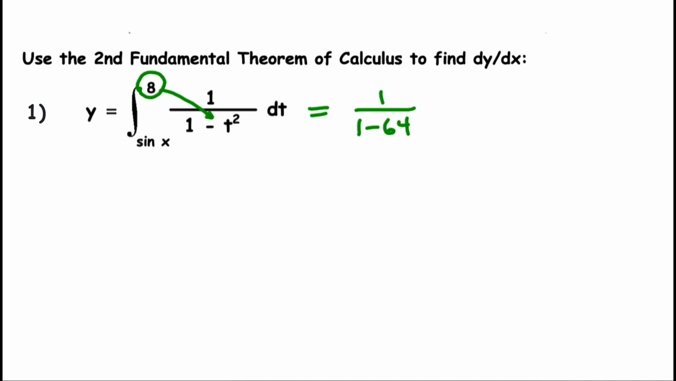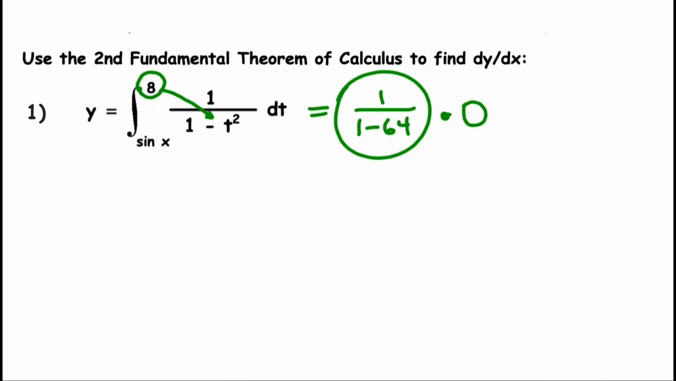Okay, step 2, multiply this result by the derivative of the upper limit. What's the derivative of 8? Oh, it's 0. Which means I just wasted my time. I didn't have to write any of that stuff. Oh, well, it was fun.